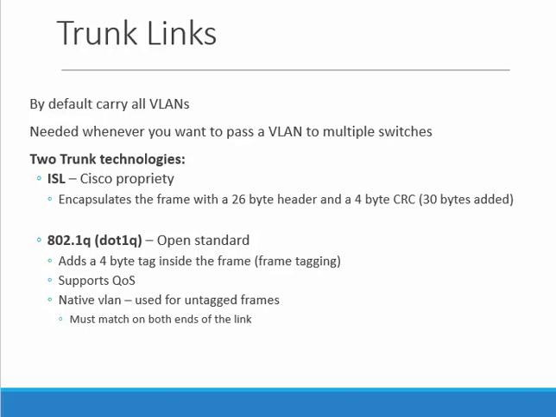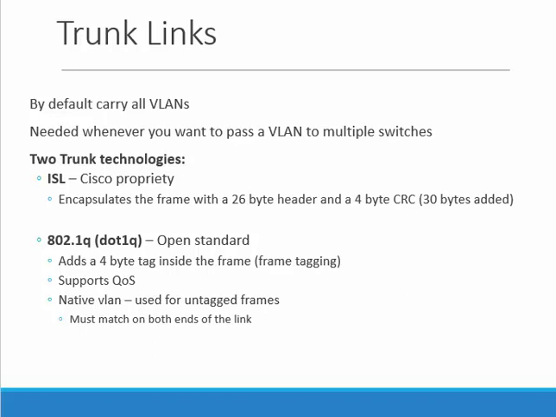Later we'll look at what we call router on a stick, where we create a trunk link between a router and a switch, so we can pass traffic for multiple VLANs to the router, and have that traffic be routed by that external router. But we'll look at that later. In this instance, we're just going to use trunk links. We're going to need them whenever we have to pass a VLAN to multiple switches, which is what we're trying to do. We're trying to pass traffic from VLAN 10 on switch 1 to VLAN 10 on switch 2.